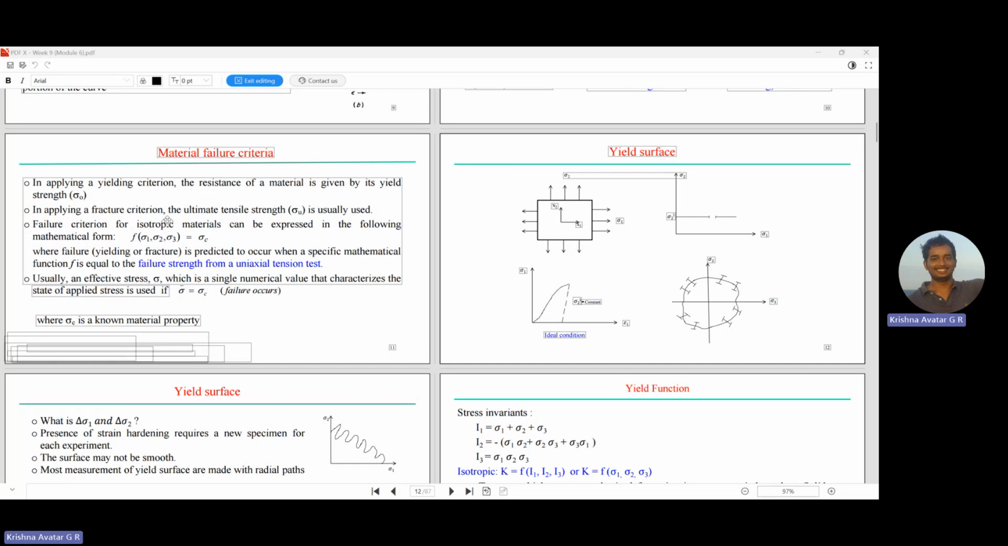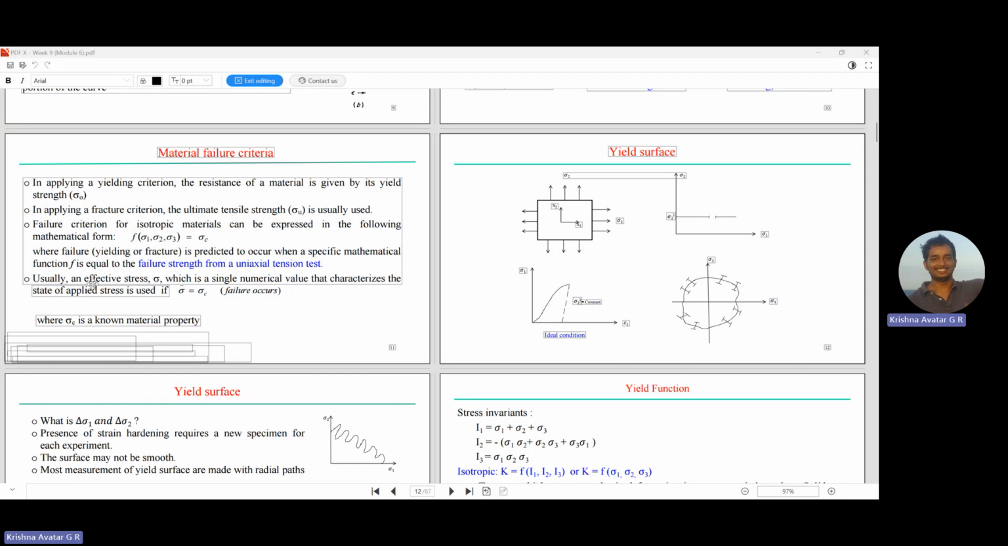Now, the failure criterion for isotropic materials can be expressed in the following mathematical form. We will define a function of the principal stresses, and it will have a certain value sigma c, where failure or yielding is predicted to occur when a specific mathematical equation is equal to the failure strength, and this sigma c we determine from a uniaxial tension test.